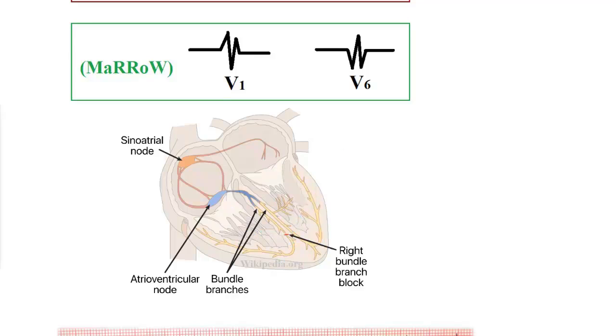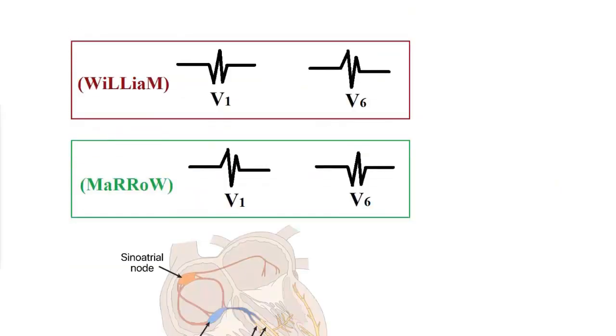Same happens with the left bundle branch block. If there is a left bundle branch block, the left ventricle will not depolarize first, only the right ventricle will, and once the right ventricle contracts and depolarizes, the electric signal will bypass the septum and then cause the depolarization of the left ventricle. Alright, and then looking at this is quite straightforward if you use these two memory aids, William and Marrow. So for William, L is for left bundle branch block, and for Marrow, R is for right bundle branch block.